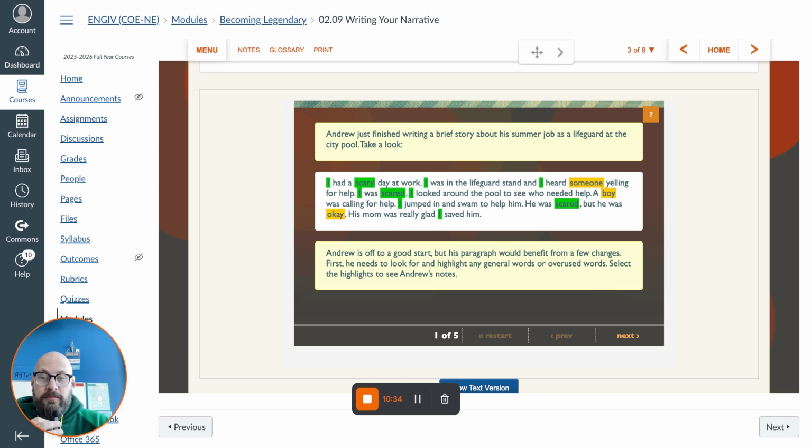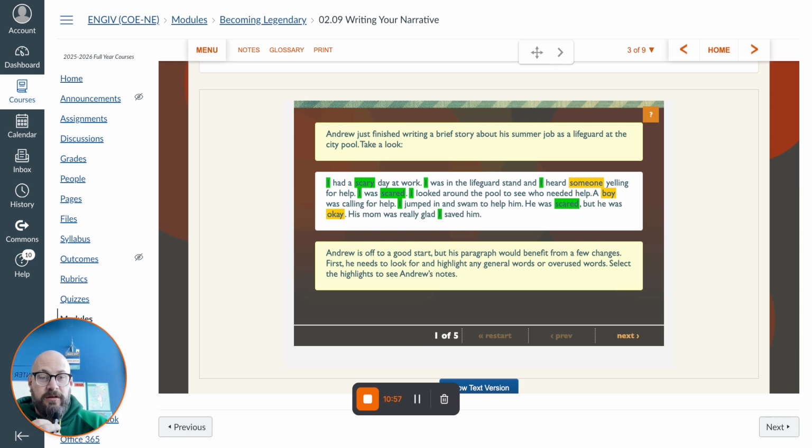And the little piece here says that Andrew's off to a good start, but his paragraph would benefit from a few changes. First, he needs to look for and highlight any general words or overused words. All right, so scared or scary, that root word, you can see it was used at least 3 times.